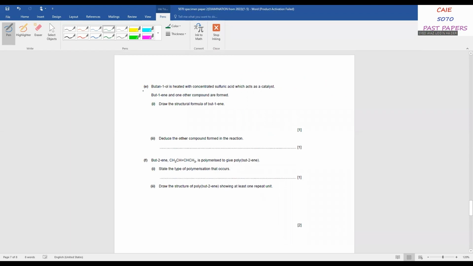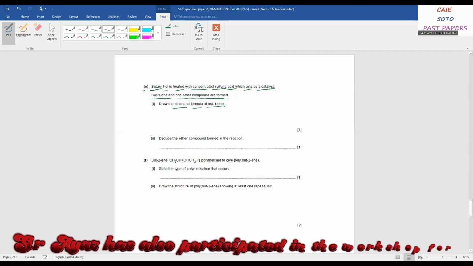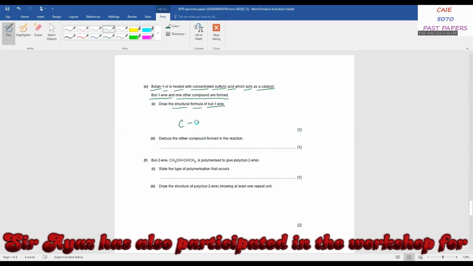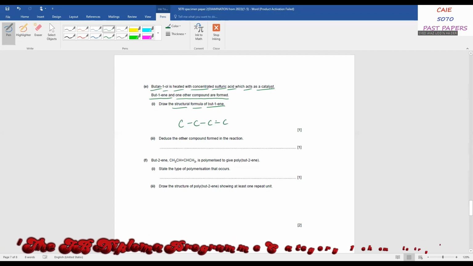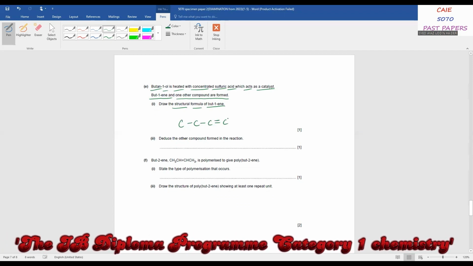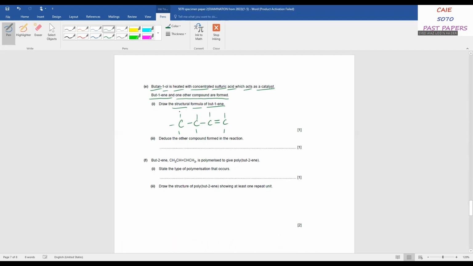butan-1-ol. Butan-1-ol is heated with concentrated sulfuric acid, which acts as a catalyst. But-1-ene and one other compound are formed. Draw the structural formula of but-1-ene. But-1-ene, 4 carbon: 1, 2, 3, 4. So you write a double bond between the first two carbon atoms. Now complete the valency of each carbon.